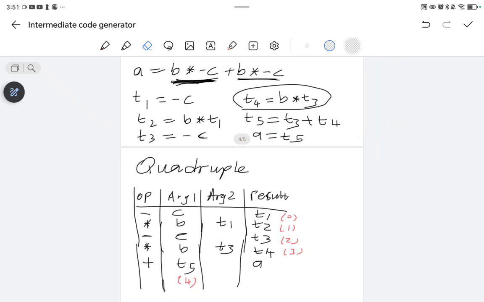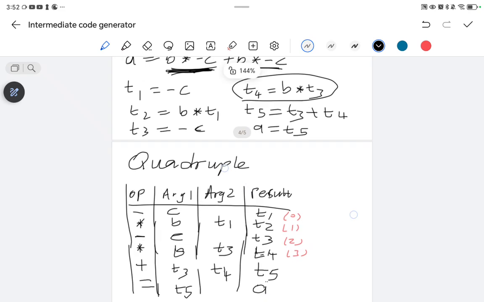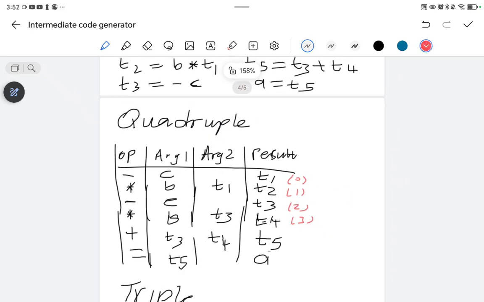On T5 I have plus. The left operand here is T3. I forgot to write T3. This was B, T3. This is T4. Yeah, I see why I can write this one here. And then T4. And then here the last one is equal. And then the left operand is T5. Then the summation is stored in T5, and the result is A. Then on T5 we'll have T4.